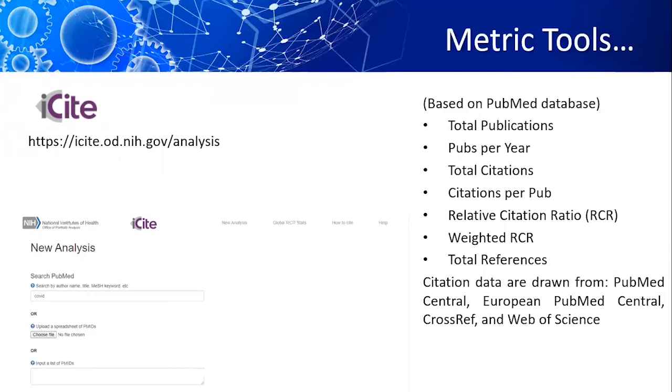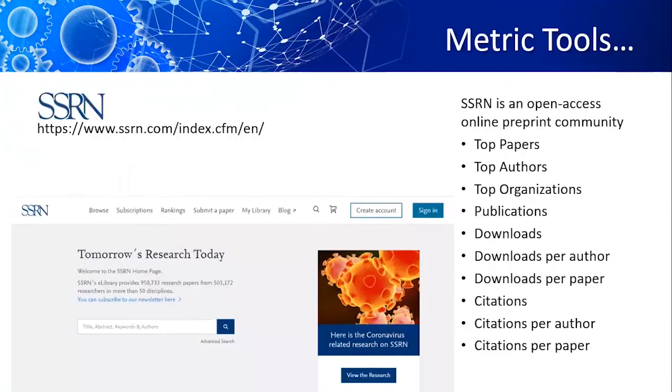And weighted RCR, total conferences. Citation data are drawn from PubMed Central, European PubMed Central, Crossref, and Web of Science. Here you can generate all these reports free of cost. No need to pay or subscribe to anything.